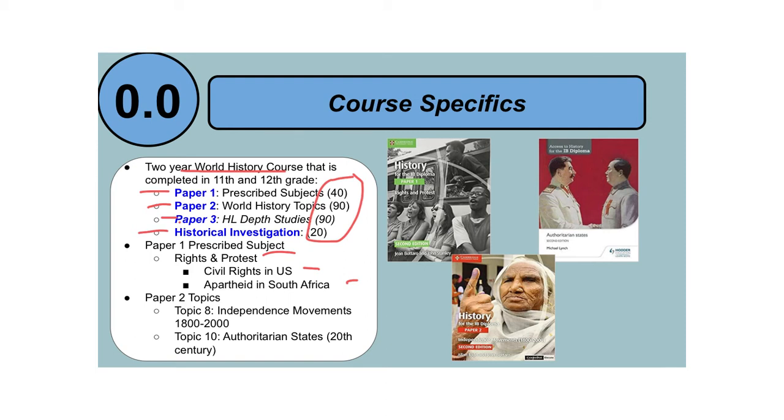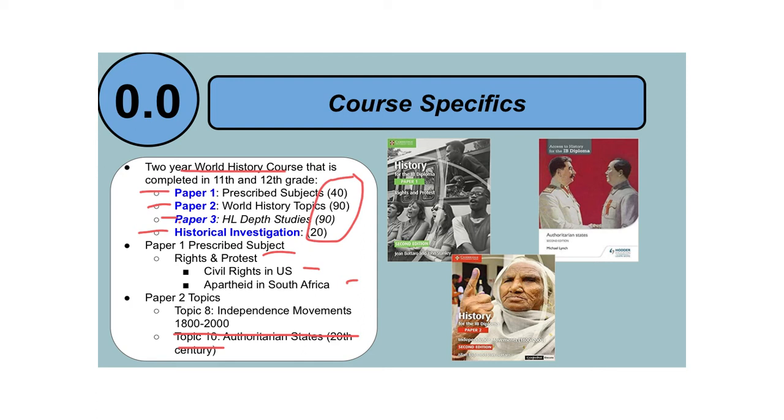Paper 2 topics. All of you have actually already completed one of these Paper 2 topics. Last year in 11th grade, we all completed authoritarian states. Remember, all of us did Adolf Hitler as a case study, and then you got to choose either Mao, Castro, or Nasser to compare and contrast with Adolf Hitler.